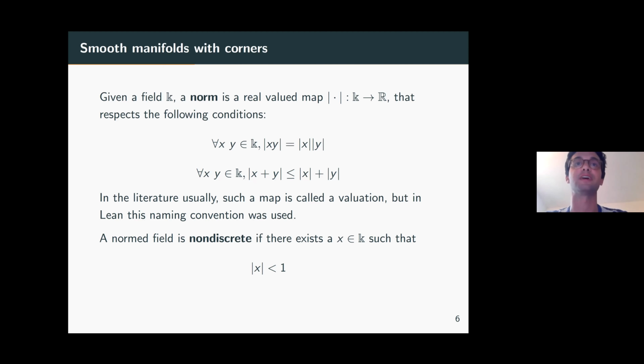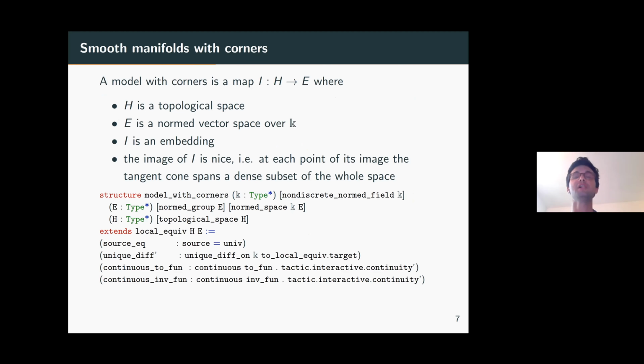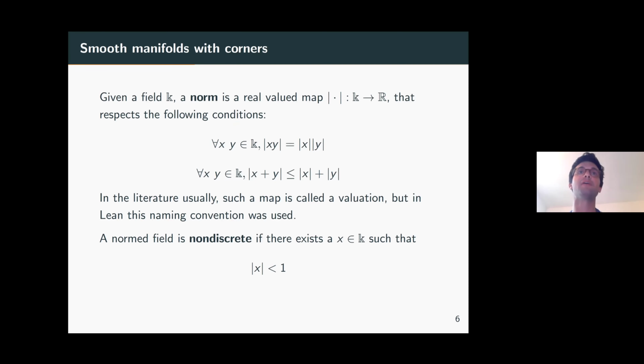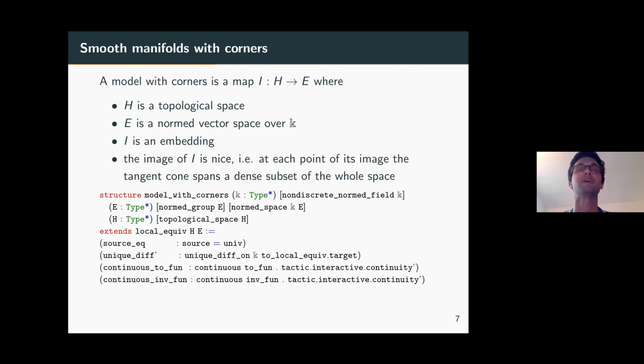And a normed field is said to be non-discrete if there's an element of norm less than 1, or equivalently more than 1. And the idea is that you can get as close to 0 as you want. So that's why it's called non-discrete. The nice thing about having manifolds over an arbitrary normed field is that you can give the definition of real and complex manifolds in one shot at the same time. And also this covers the definition of p-adic manifolds. I don't really know a lot about that, but for people who work in the field, that's nice.